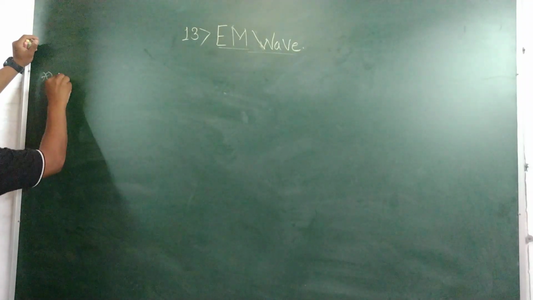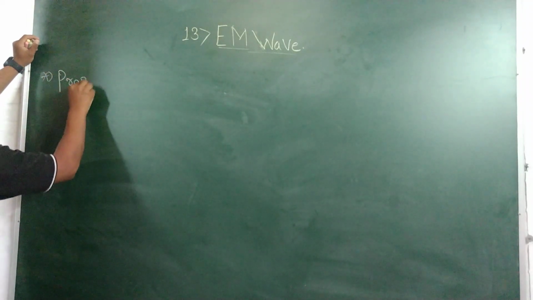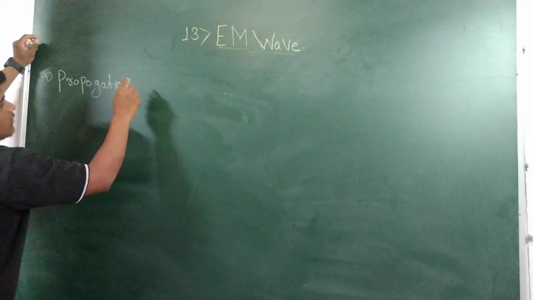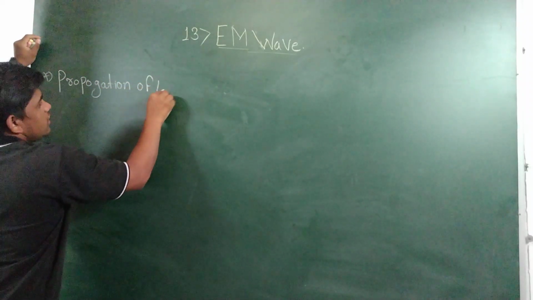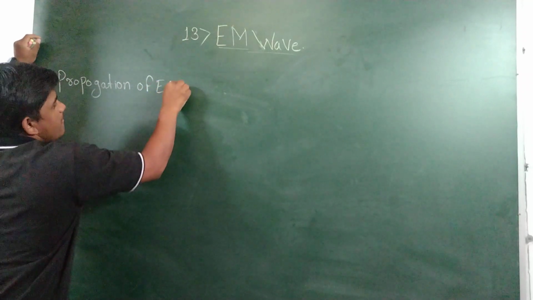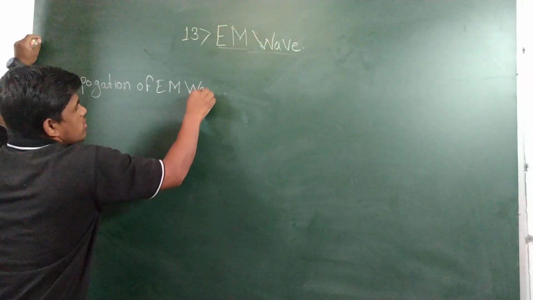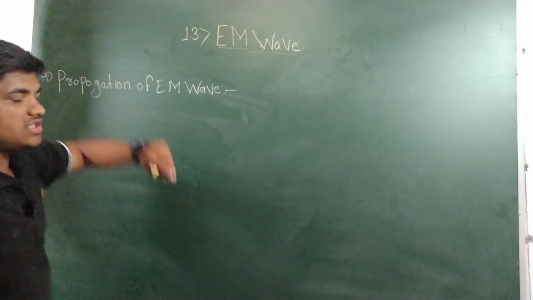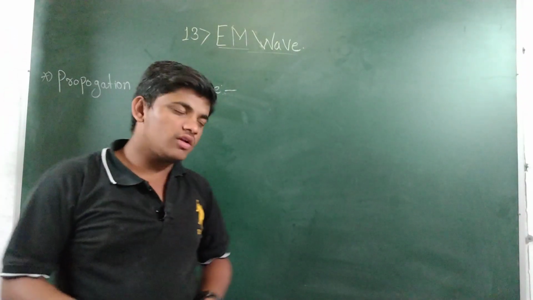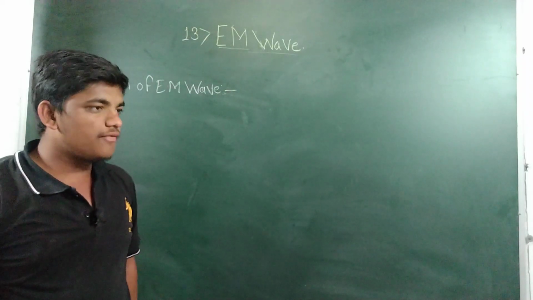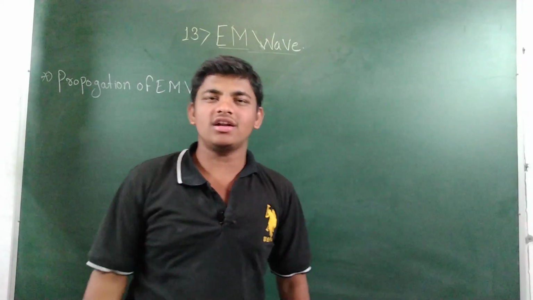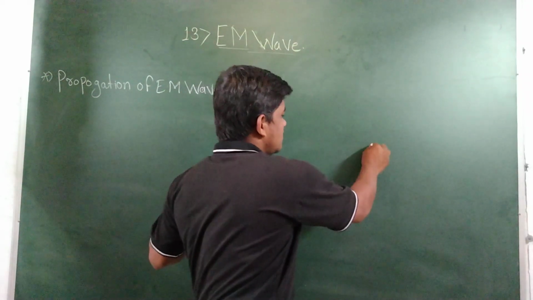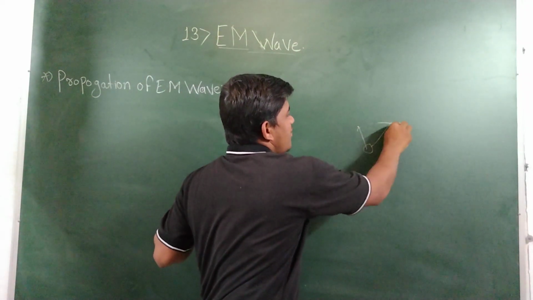that is, propagation of EM waves, electromagnetic waves. In the previous lectures we discussed how radio waves propagate close to the earth surface, and the different types of atmosphere, and how to calculate the range of the atmosphere.